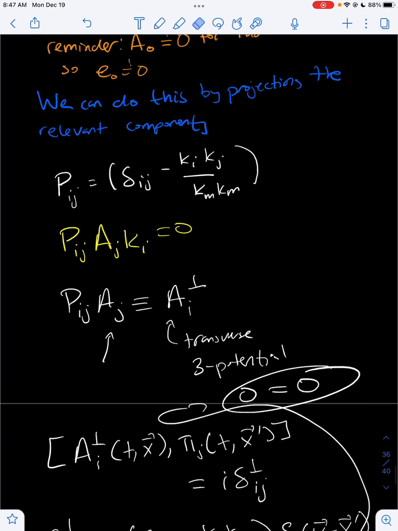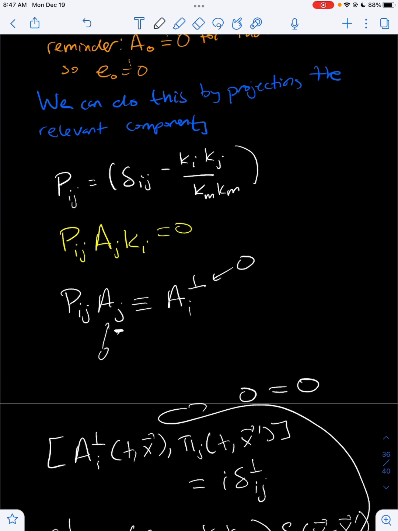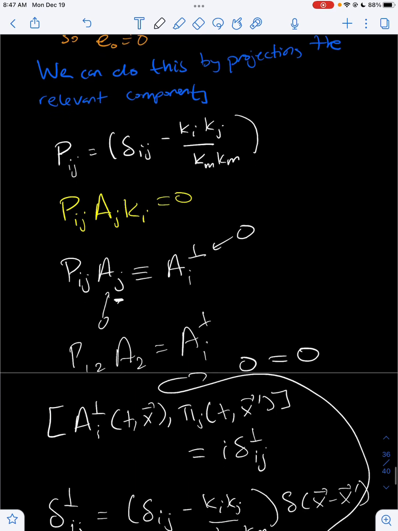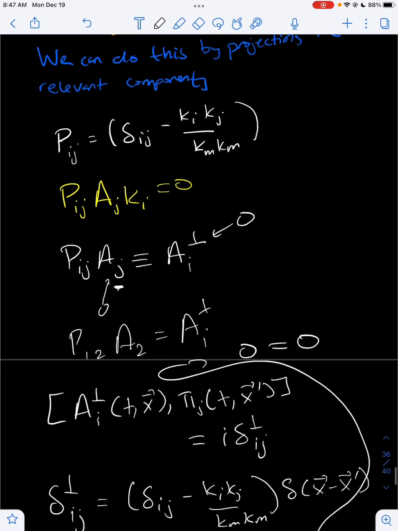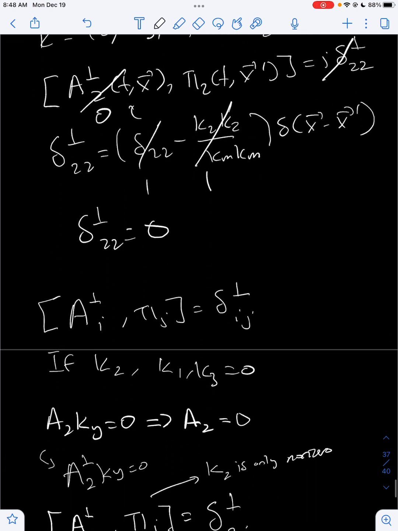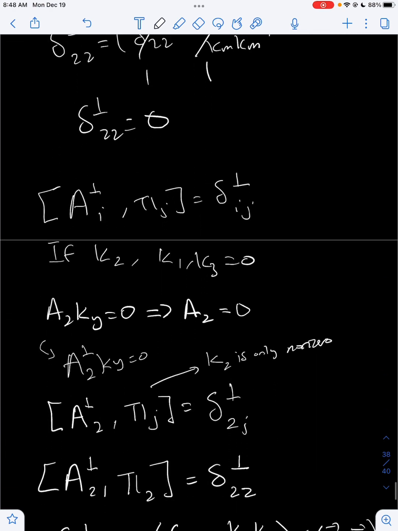And to clarify, if we were to consider A2 is 0, that would mean that we have P1 to A2 equals Ai. Since A2 is going to be 0, and we're multiplying that by some number, we're going to get 0 for this one as well. So that's how this really solves our problem, by using the transverse delta and the transverse EM field.